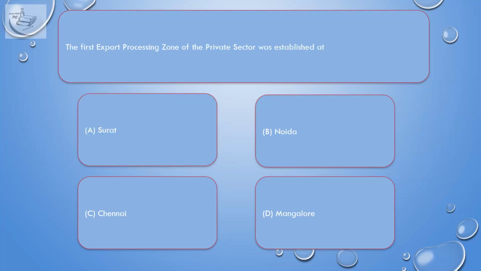Question: the first export processing zone of the private sector was established at A. Surat, B. Noida, C. Chennai, D. Mangalore. Correct answer is A. Surat.